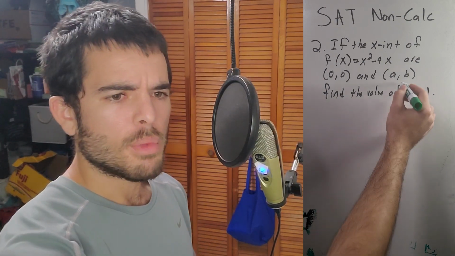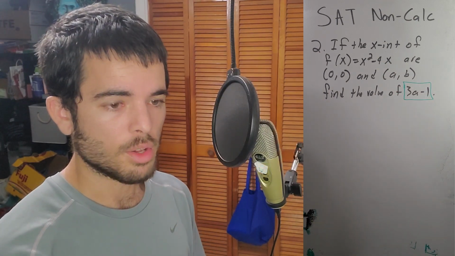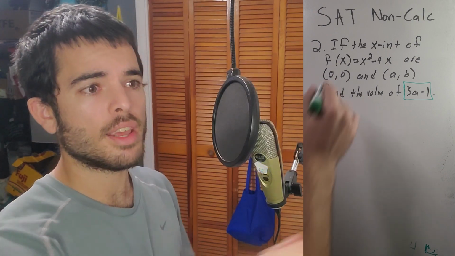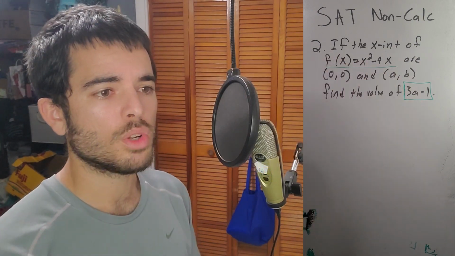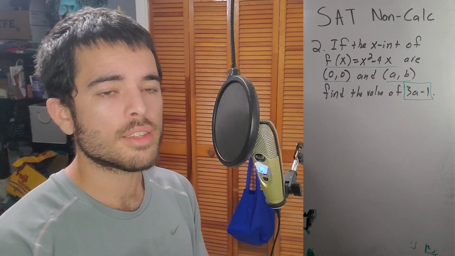When they give you a lot of information, you want to always highlight the question that they're asking for. All right, you have to be able to understand what your endpoint is and what your end goal is. Now they gave us a polynomial and they told us 2 x-intercepts. Now one of them is (0, 0). So x-intercepts is a key word.